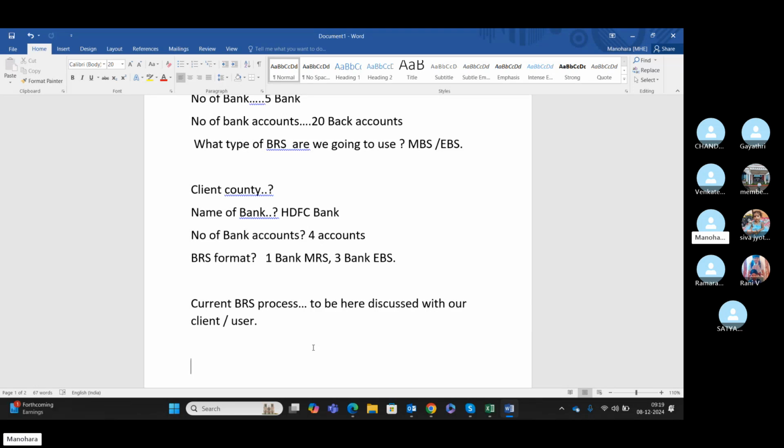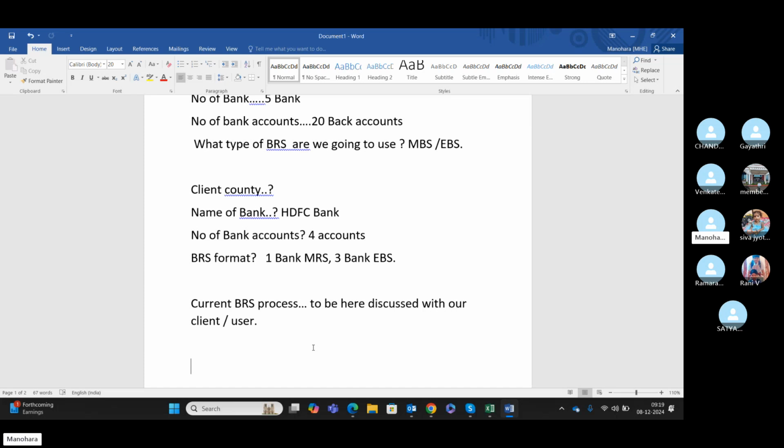Are they doing the current BRS monthly, daily, weekly or quarterly? How are they processing it, and how are users getting data from the bank? How is the existing BRS happening in our current organization? We need to arrange a meeting and discuss with our clients how they were performing it previously.